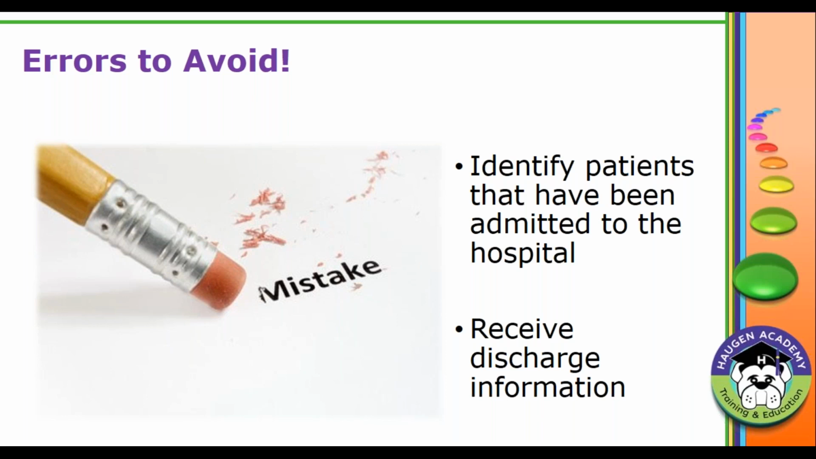So not only will the office need to know who's being discharged from the hospital, but we'll also need to receive the discharge information. So perhaps there's some kind of electronic health record process that could be put into place, or some kind of communication that's going on between the inpatient and outpatient setting in your facilities.